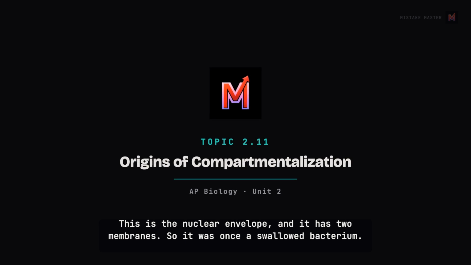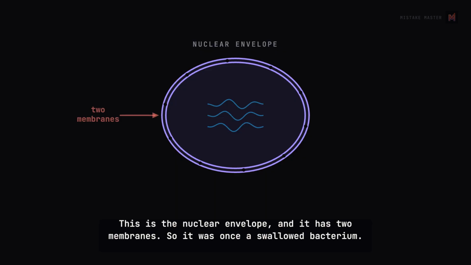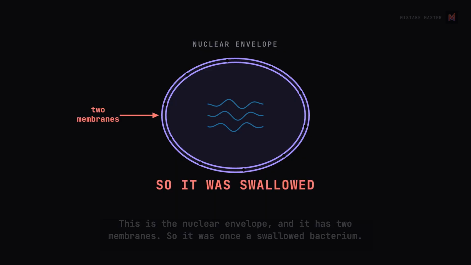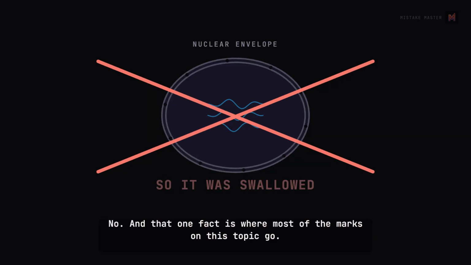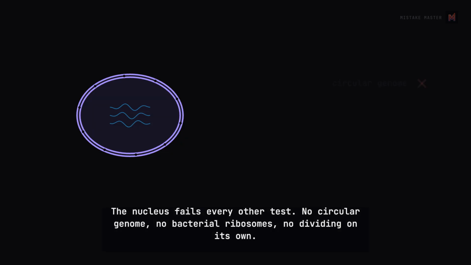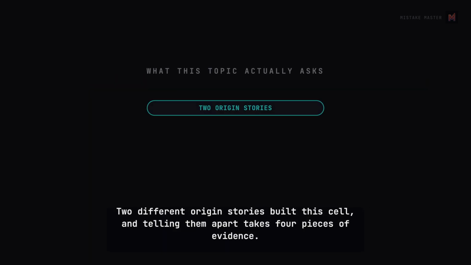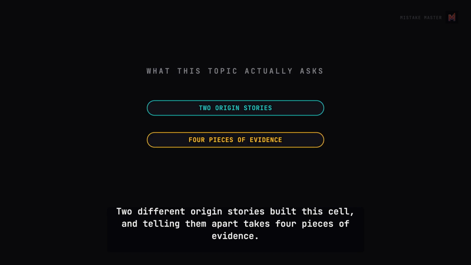This is the nuclear envelope, and it has two membranes. So it was once a swallowed bacterium. No. And that one fact is where most of the marks on this topic go. The nucleus fails every other test. No circular genome, no bacterial ribosomes, no dividing on its own. Two different origin stories built this cell, and telling them apart takes 4 pieces of evidence.